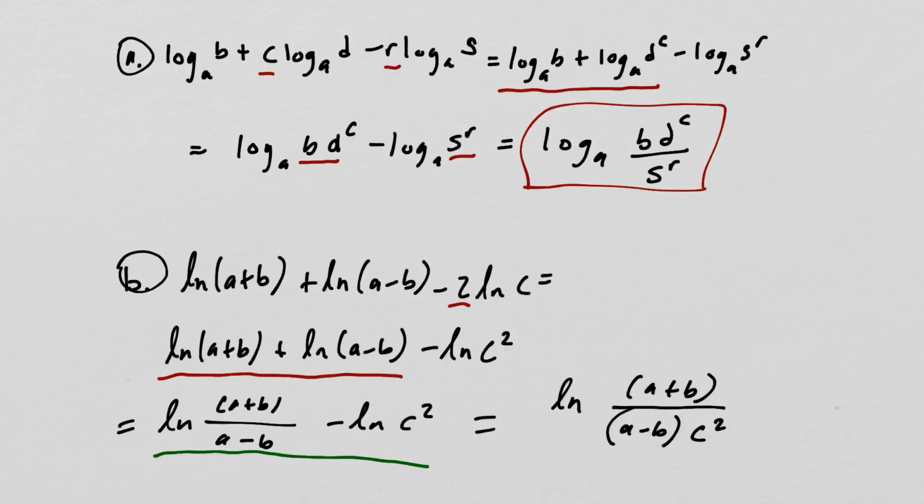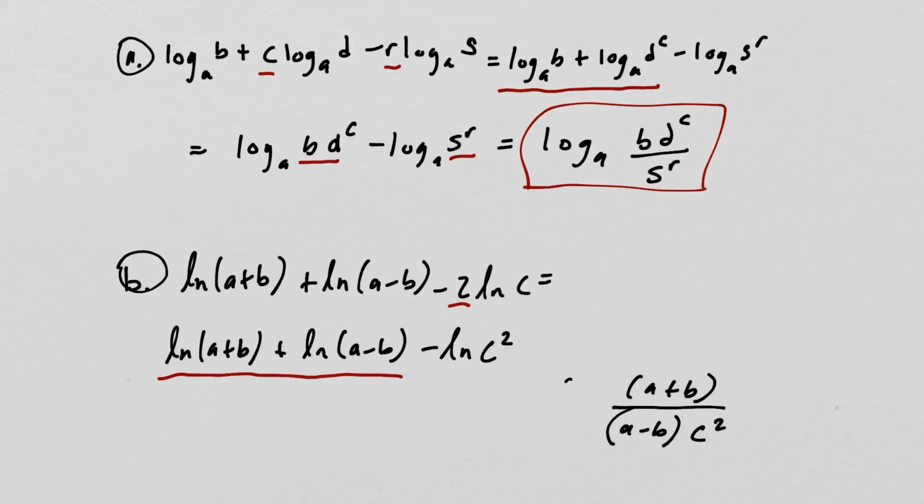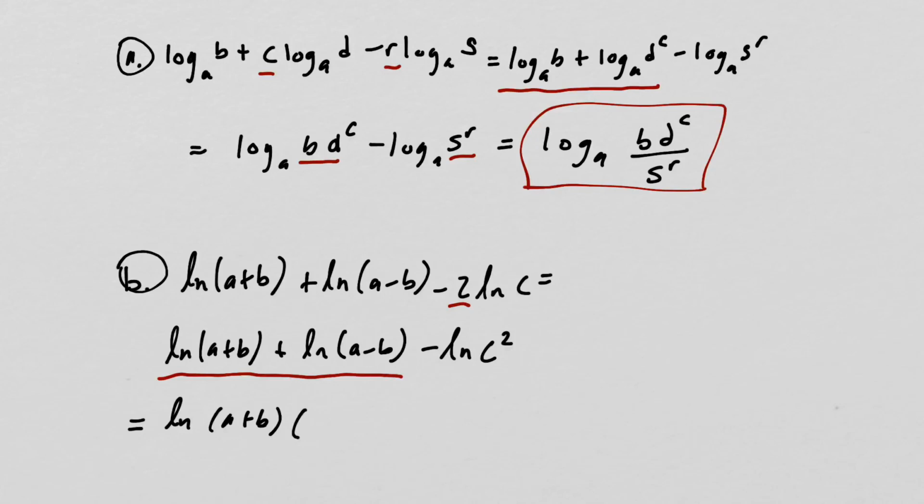Oops, there was a mistake here. Let me go back to this step here. In this step, this should have been the multiplication. So this is ln of a plus b times a minus b minus the natural log of c squared. And now we're going to combine these into a quotient.